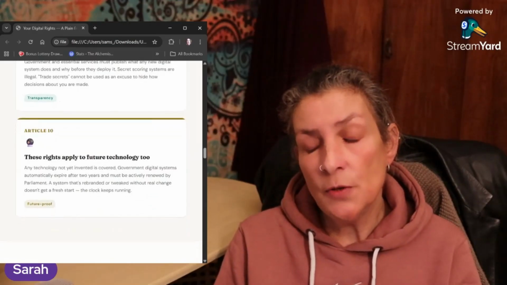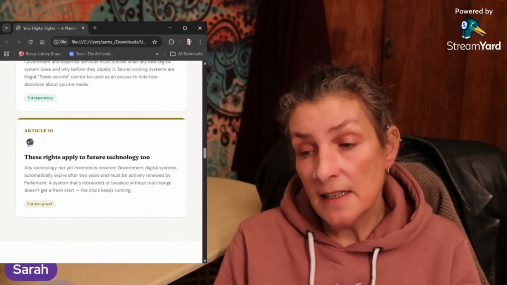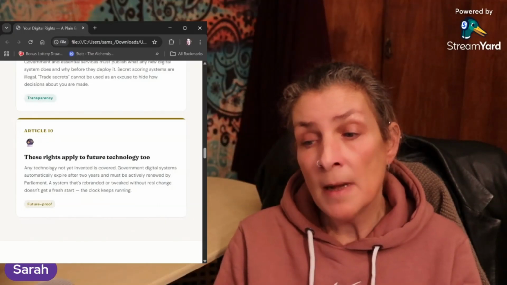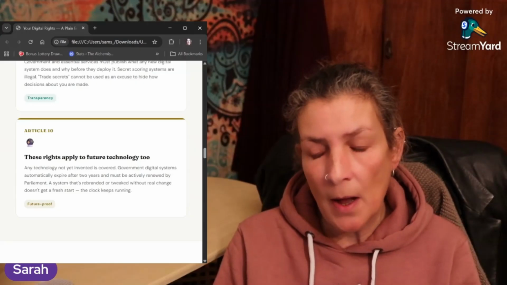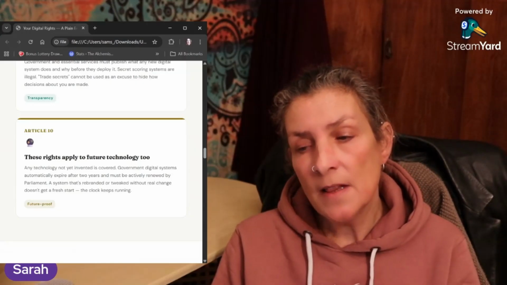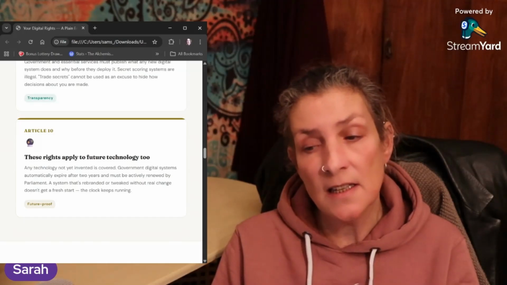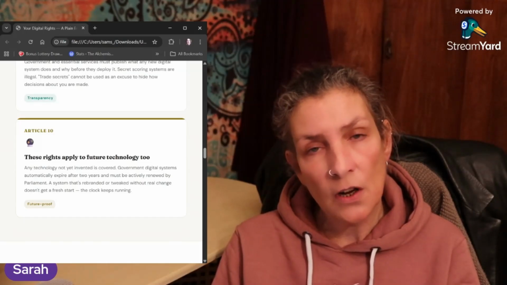Article 10. These rights apply to future technology too. Any technology not yet invented is covered. Government digital systems automatically expire after 2 years and must be actively renewed by Parliament. A system that's rebranded or tweaked without real change doesn't get a fresh start. The clock keeps running. So that's the sunset clause.